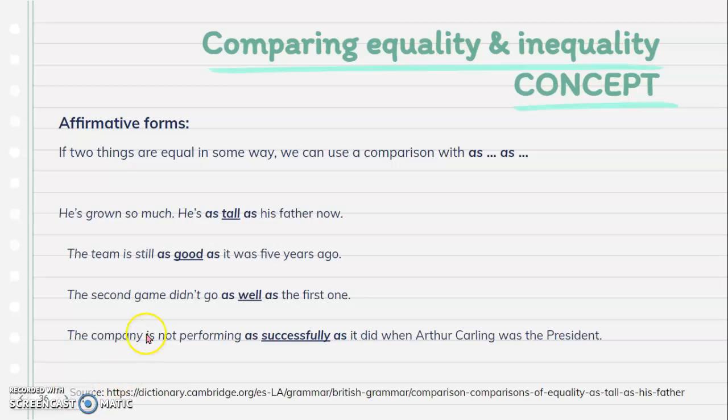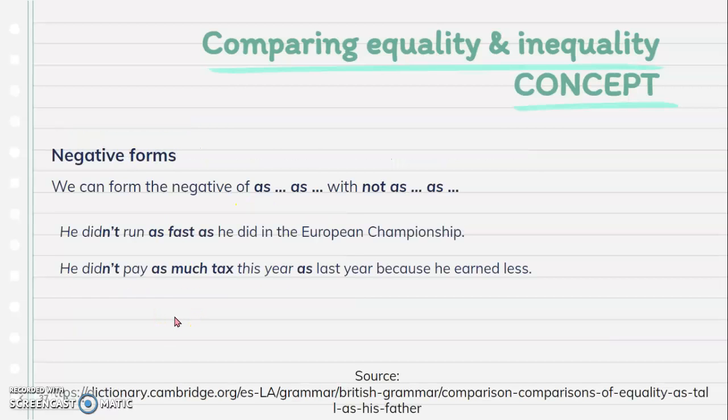As you can see, we are not including any ending to the adjective. We only include as. The negative form includes the particle not. For example, he didn't run as fast as he did in the European Championship. He didn't pay as much tax this year as last year because he earned less.